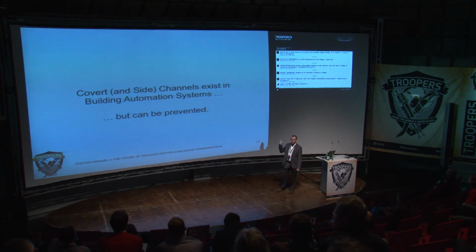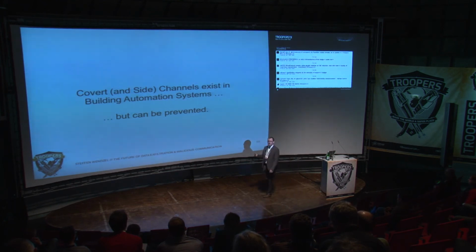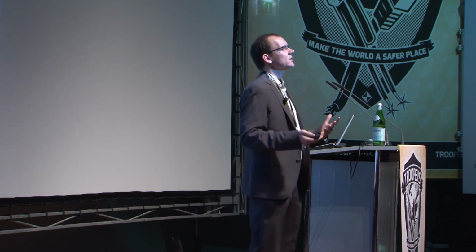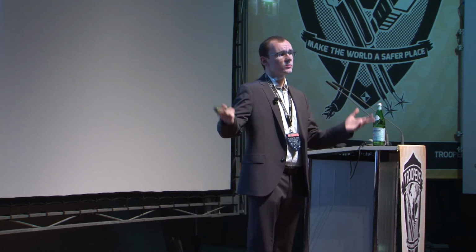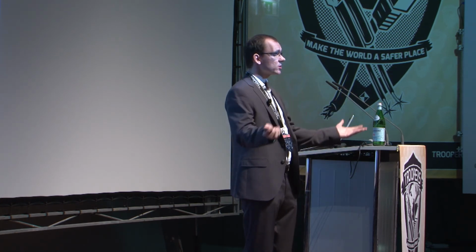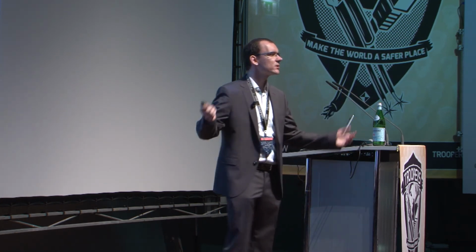We have covert and side channels in building automation systems, but we can prevent them. That's basically easy. But nobody will do that because you do not change the topology in a building. People do not want them. They are not interested in it. So for the next 10 years, you can probably exfiltrate your confidential data using the BAS. Nobody will ever notice.